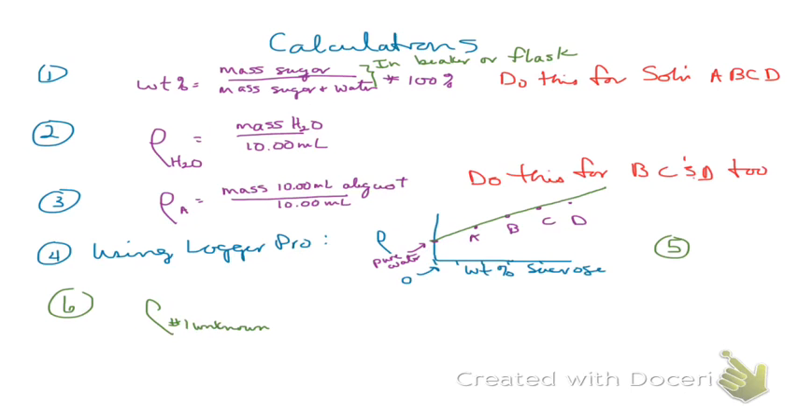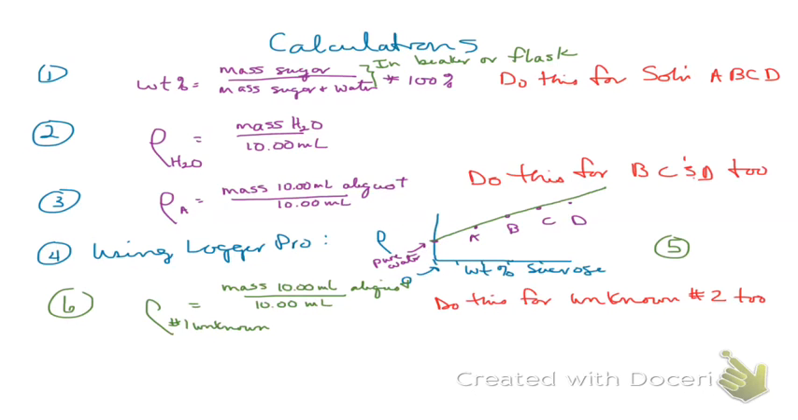That's number 5. Number 6 now turns your attention to your unknowns. You're supposed to knock out the density of your unknowns just like you knocked out the densities for your water and your sugar solutions, by taking the mass of that aliquot and dividing it by the pipette volume. Grams divided by volume. Unknown 1 and unknown 2, that's calculation 6. You'll do it back on the paper.